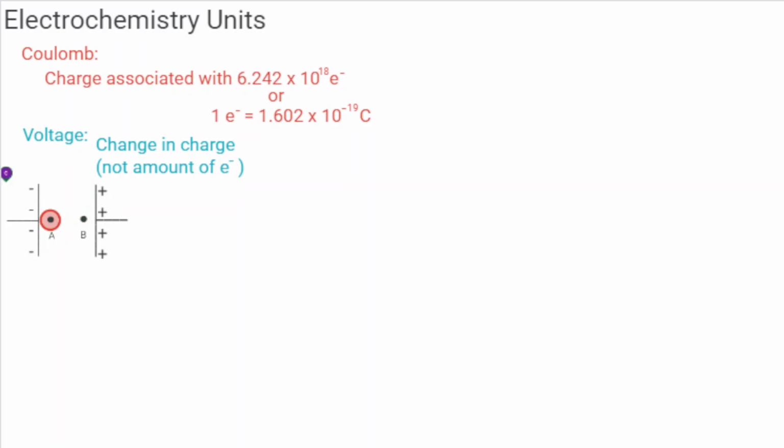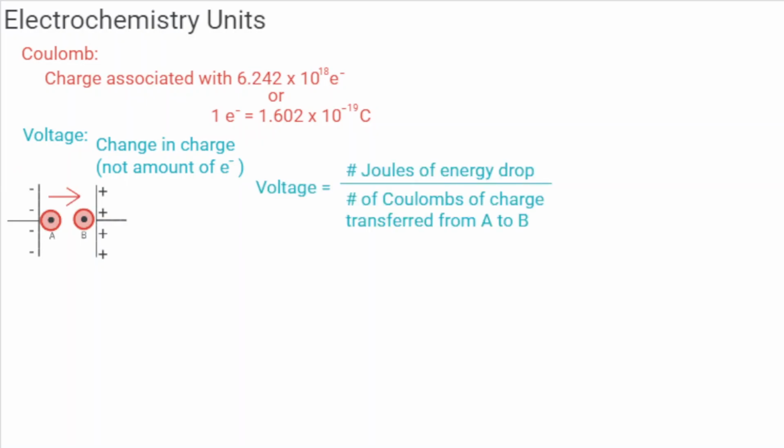So as that occurs, we're going to have a change in the potential energy of this as it makes that transition. And so basically, voltage is the number of joules of energy drop divided by the number of coulombs of charge transferred from point A to B. And if we're just thinking of it in the units, 1 volt is equal to a joule divided by a coulomb, or simply V is equal to J over C.